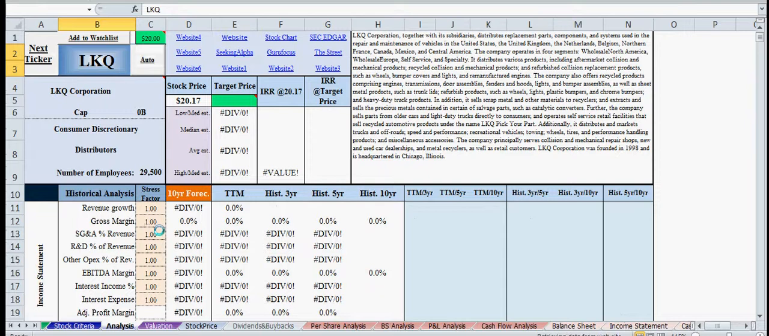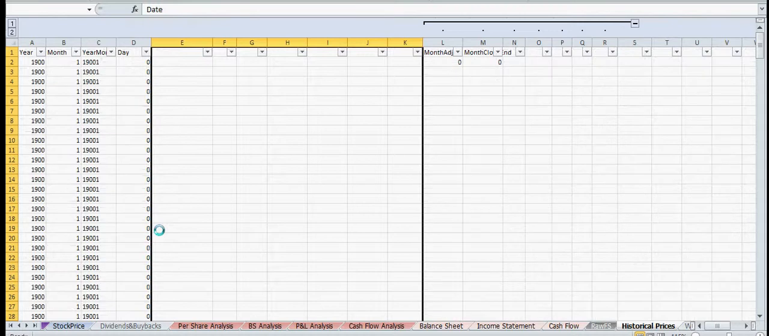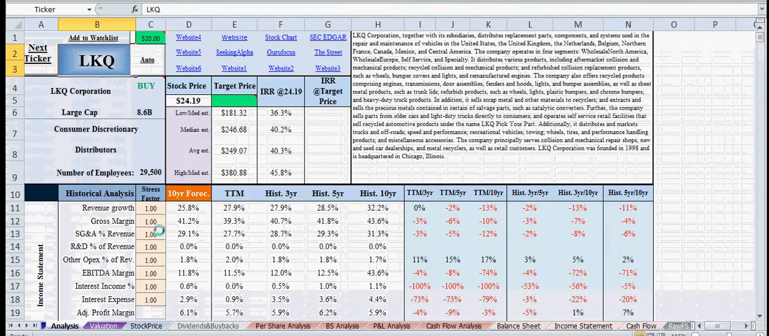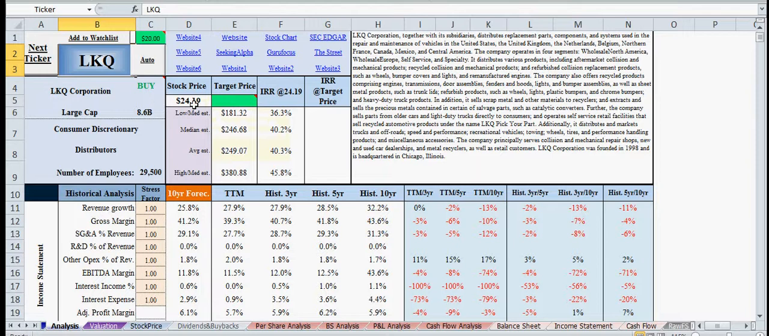LKQ Corporation is our next one. So again, 10 to 15 seconds. We're going to have all this financial information right at our fingertips. We're going to have a quick snapshot of the baseline valuation to determine if this is something that we want to look further into. And whoa, wow. So we've got a quick buy there. It's currently trading at $24, or we're getting a low of 181 and a high of 380. So those are probably a little bit out of range.